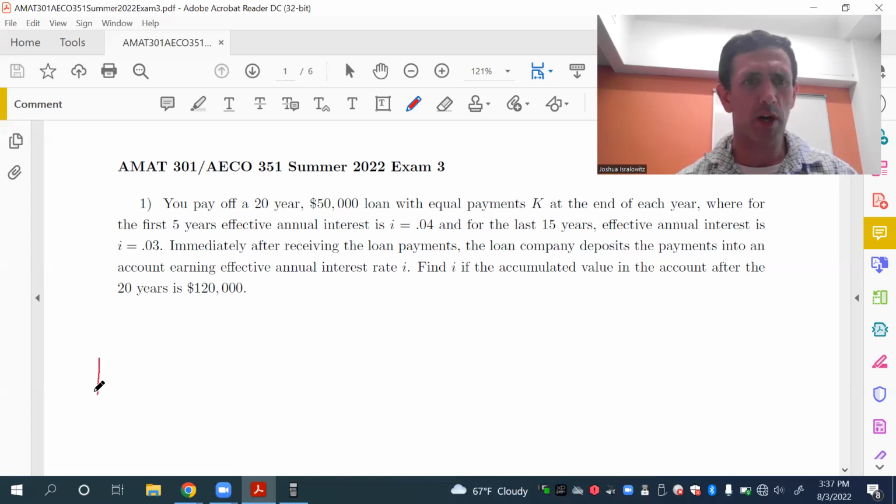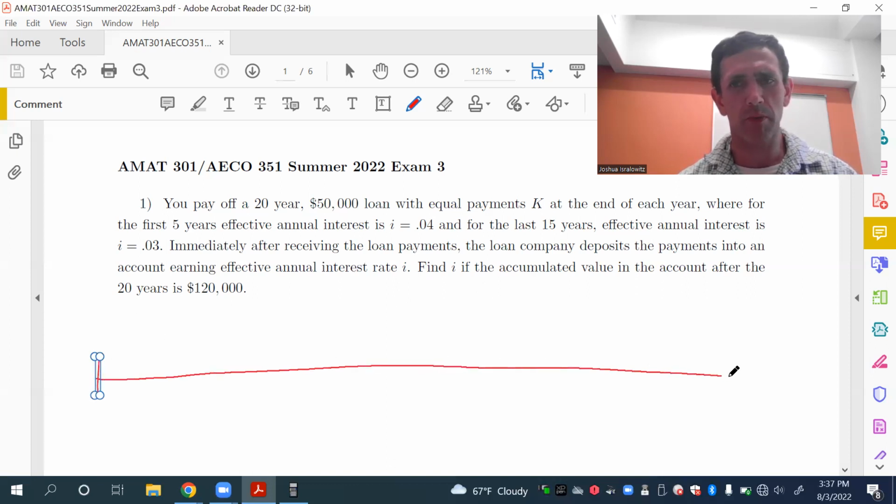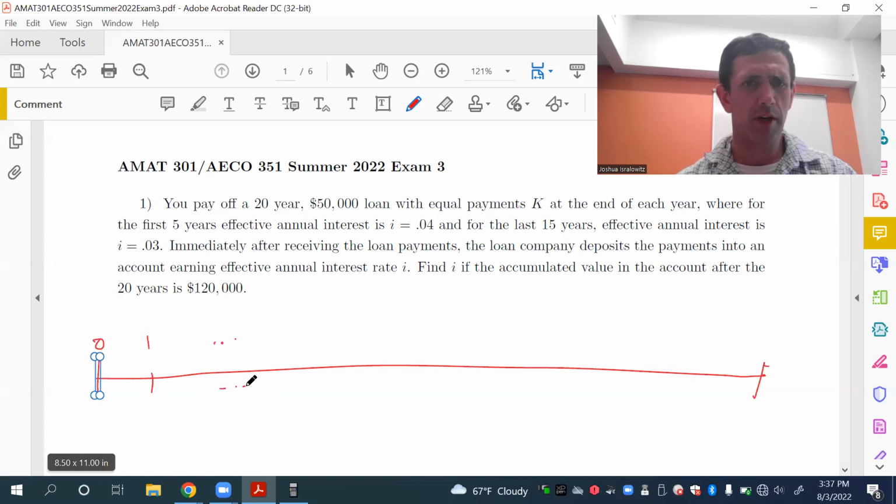Right, so let's draw a time diagram. The first thing is to figure out what the payments are. We have everything we need to figure that out. We know it's a 20-year, $50,000 loan, payments at the end of each year, and we know what the interest rates are. So as always, draw the time diagram.